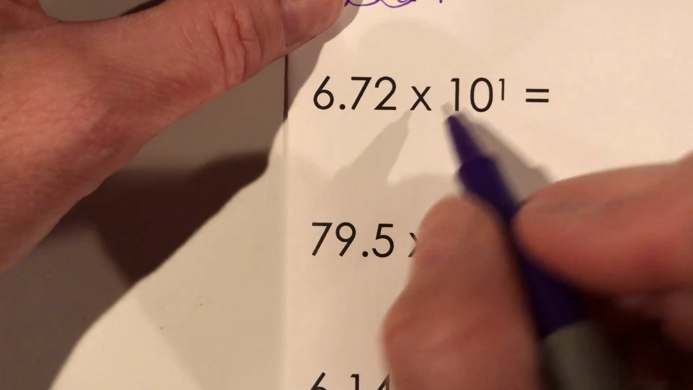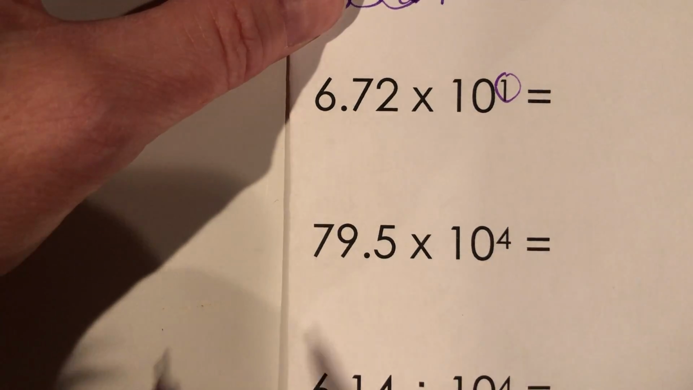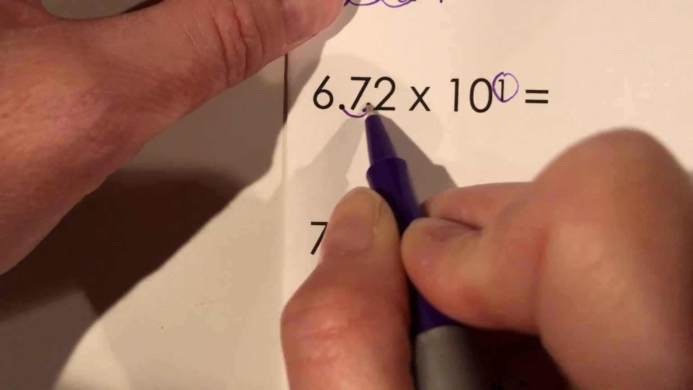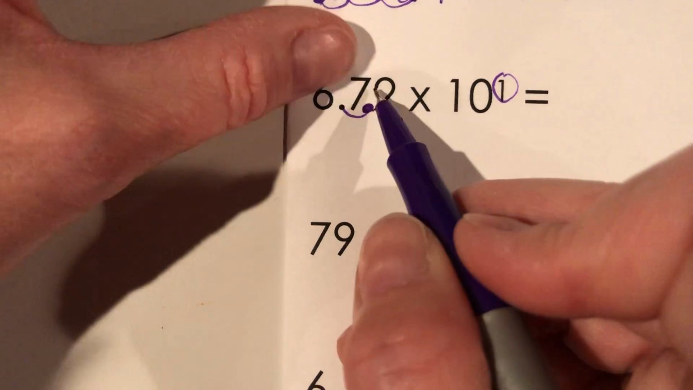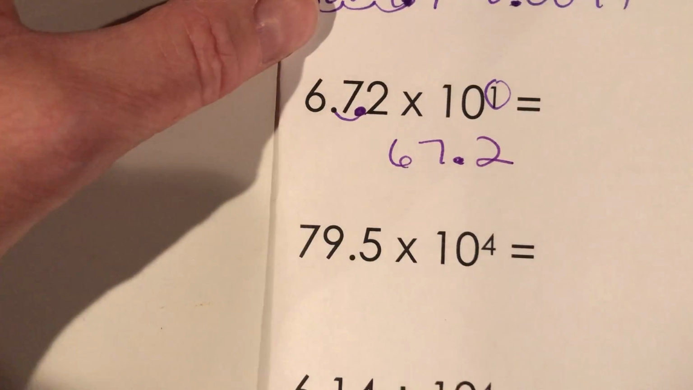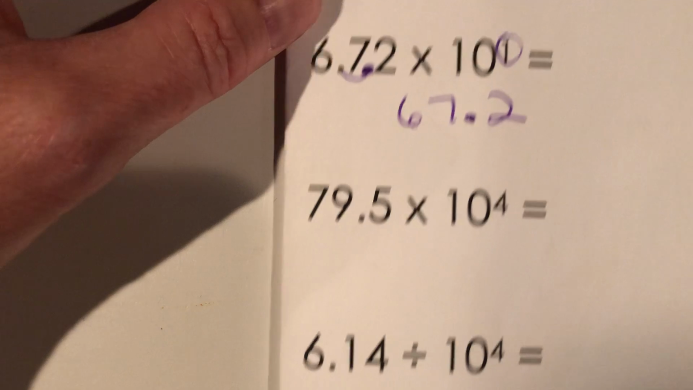It might look like this, but remember, if it looks like this, you're usually going to see a 0 in the ones place. Okay, here I am multiplying by 10. When you multiply, that means the decimal point shifts 1 place to the right so that the digits can shift 1 place to the left. So 67 and 2/10 is what you should have.